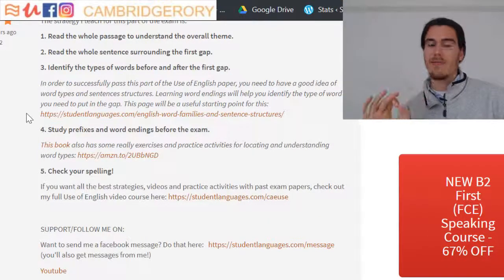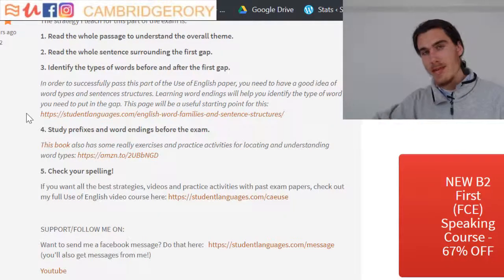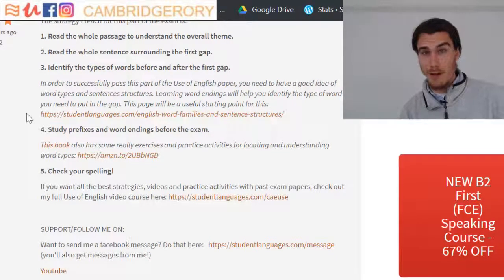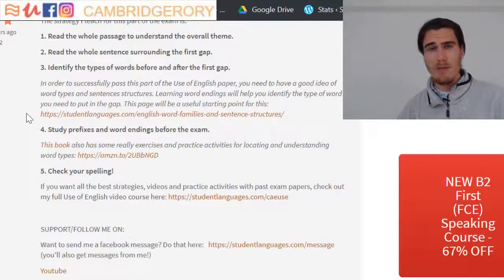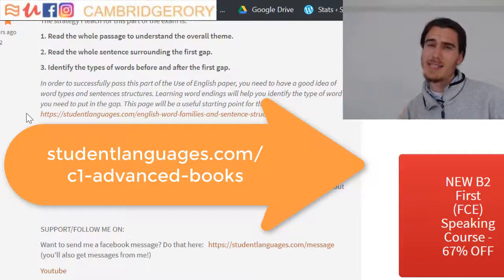Also, I say check for prefixes because normally there are 1 or 2 answers in this part where you need to write a prefix. They normally throw at least 1 or 2 questions where you need a prefix. So make sure you study prefixes before the exam. I have a page on my website where I recommend the best resources to use to find this information. So you should check that out, and that is C1-Advanced-Books.